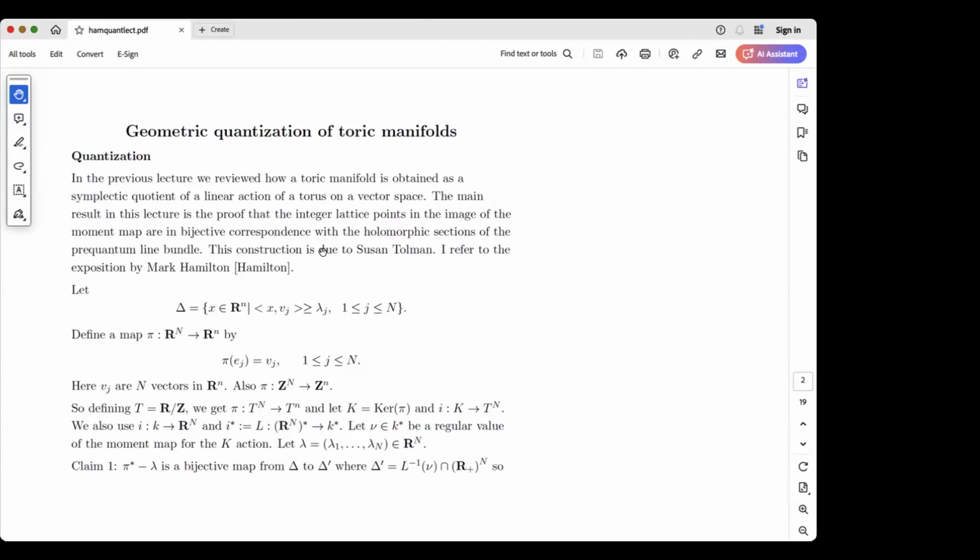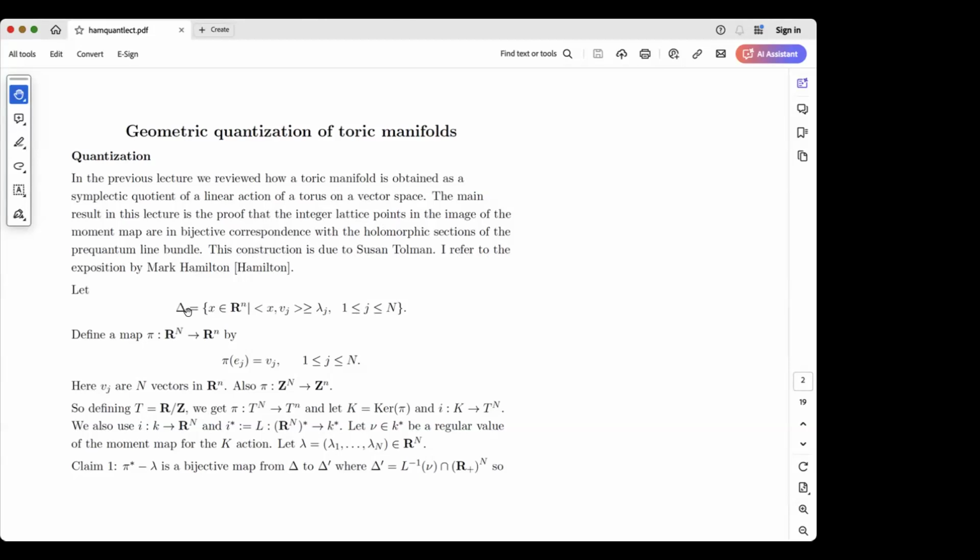So I begin with the symplectic proof of the result that the integer lattice points in the image of the moment polytope are in bijective correspondence with holomorphic sections of the prequantum line bundle. This symplectic construction is due to Susan Tolman. I refer to the exposition in a paper by Mark Hamilton. I will give you the reference at the end.